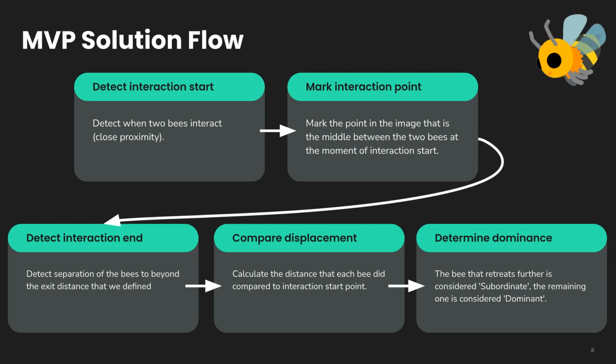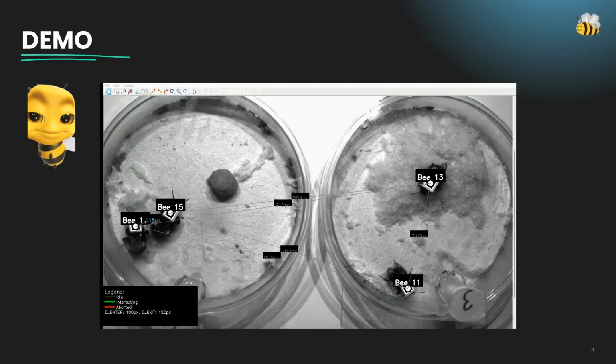Then we wait until the bees separate beyond a defined exit distance and compare how far each bee moved from the interaction point. At this point, we can determine which bee was the dominant one in the interaction and which one was what we call the subordinate. The bee that moves away more from the starting point is the subordinate, and the bee that stays closer to the interaction point is defined as the dominant bee. This simple rule allows us to infer the dominance without having to deal with complex logic or training a machine learning model. Here we show you a demo of our system.